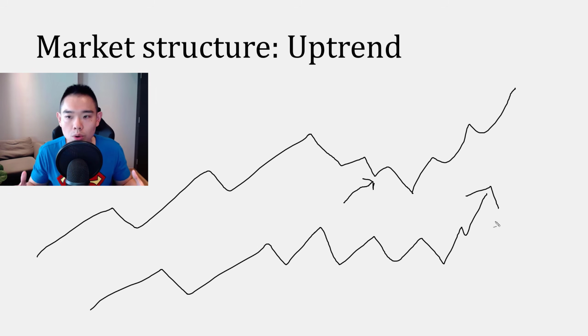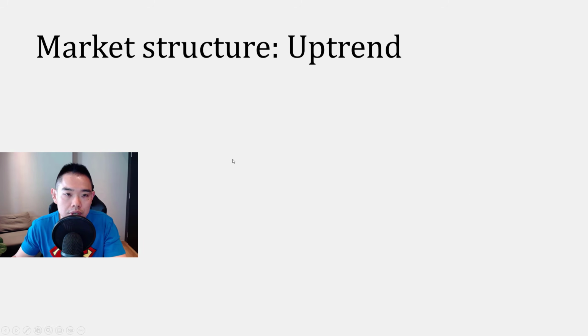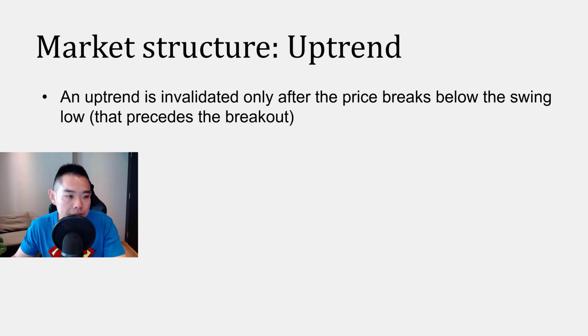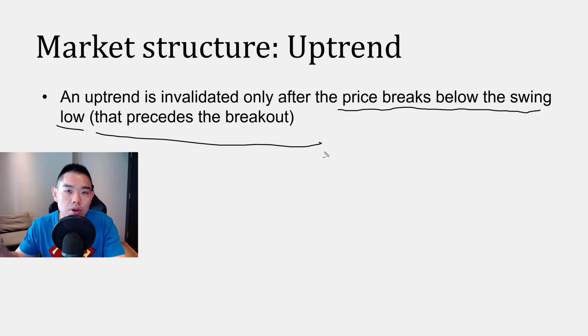So how do we know whether an uptrend is intact or not? This is where I'm going to share with you something really important, so pay attention. Basically, an uptrend is invalidated only after the price breaks below the swing low that precedes the breakout. What do I mean by this?